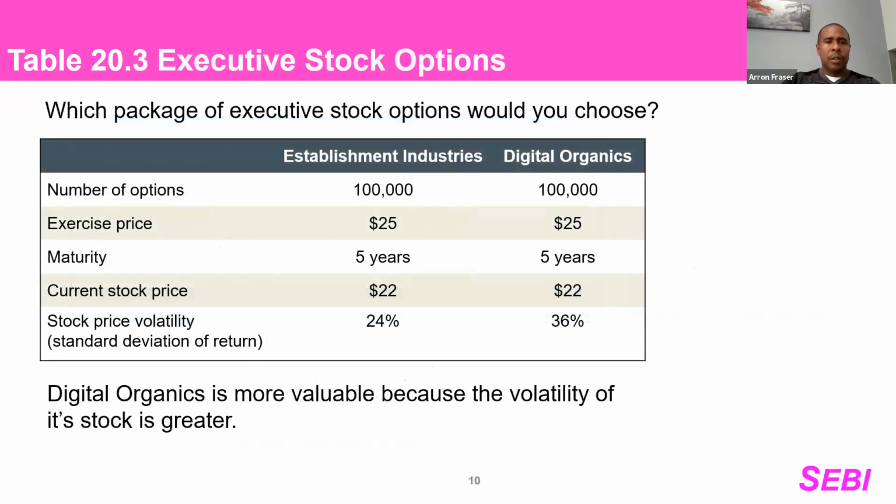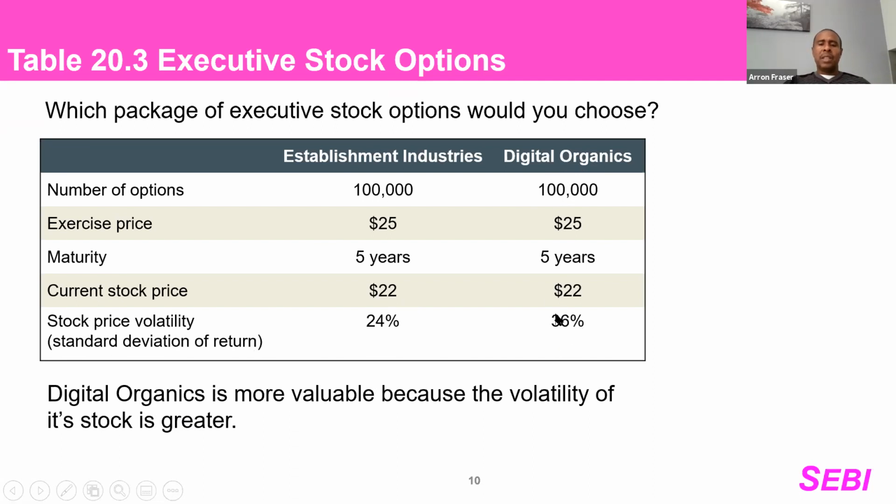All right. Good. So this example now, as I told you just now about the value of volatility, you're asked which package of executive stock options would you choose? Two companies offer essentially the same executive stock option as payment, but the only difference is in the stock price volatility, so the standard deviation of the returns. Under the establishment industry, it's 24% stock volatility, while on the digital organics, it's 36% stock volatility.